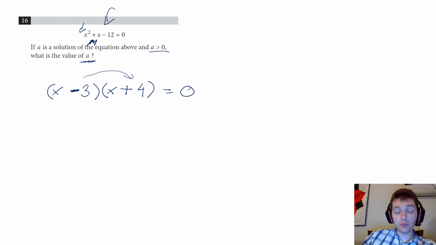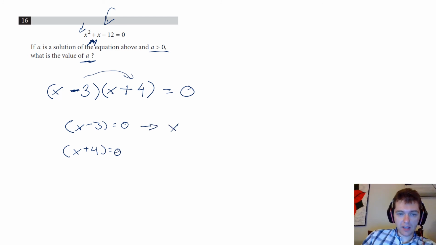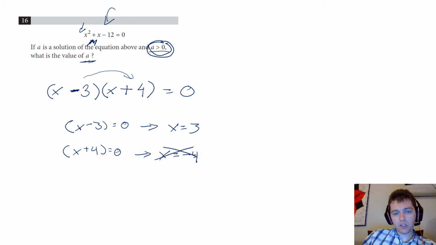So now you'll get two solutions for x. You'll have x minus 3 is equal to 0 and x plus 4 is equal to 0. In this case, add 3 to both sides. x is equal to 3. In this case, subtract 4 from both sides. x is equal to negative 4. They're asking for when the solution, they're calling it a, is greater than 0. That negative 4 doesn't work because it's less than 0. The answer is x is equal to 3, so you'd bubble in 3 for this problem.